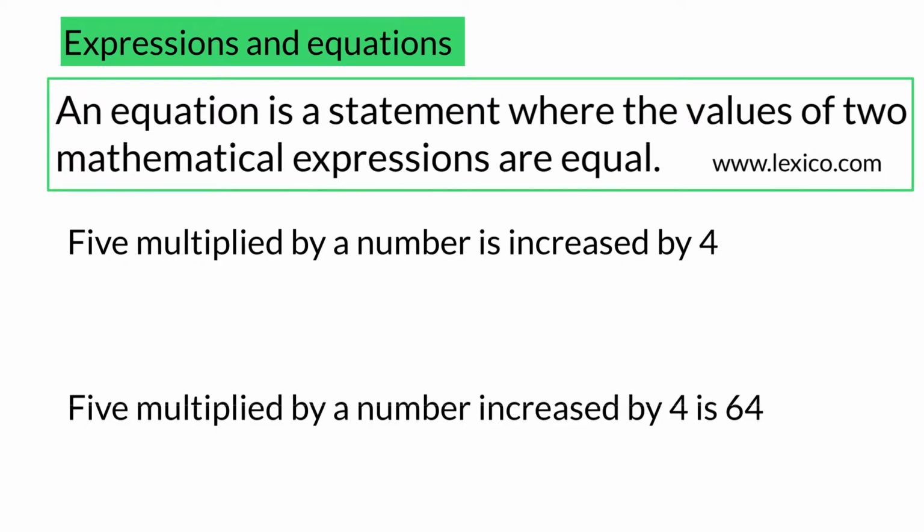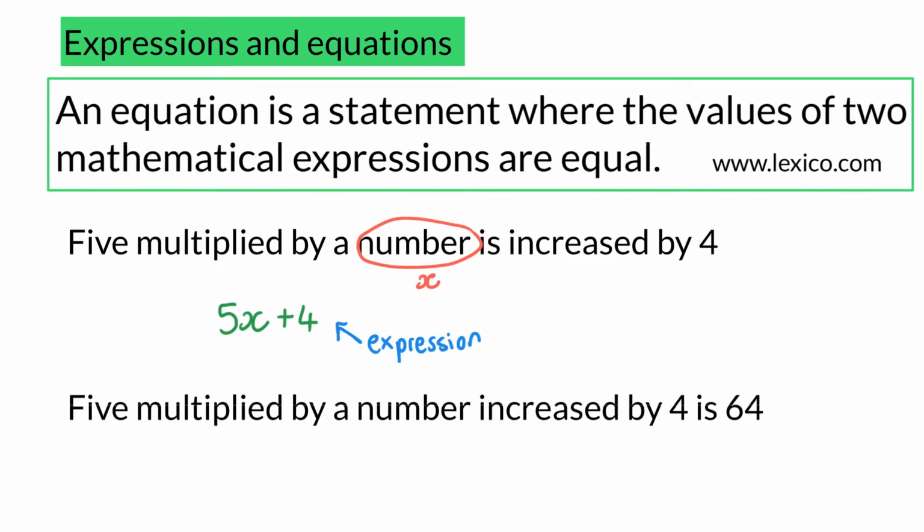The first example says 5 multiplied by a number is increased by 4. So let's let it be x. Because I don't know what the number is, I'll choose a variable because the value of the number could vary. So 5 multiplied by the number, 5 times x, or 5x, is increased by 4. Now that is an expression.